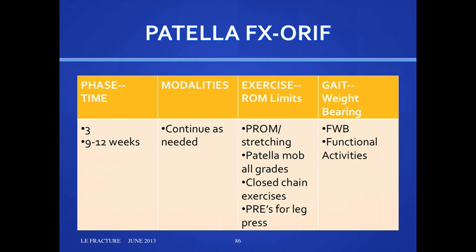At 9 to 12 weeks, usually closed chain exercises for the quad, because again, think about it, open chain exercises can specifically add increased tension to the fracture area. So closed chain for patella fractures initially to get quadriceps strength.